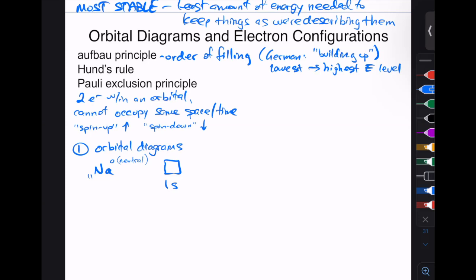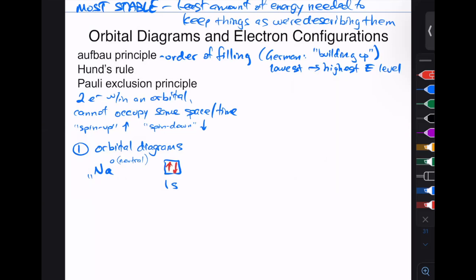If you remember back from the quantum theory, at n equals 1, there's only one sublevel, that's s. And within any given s sublevel, there's only one orbital. All those rules come from the solutions to the Schrodinger wave equation. Once we fill up that box with 2 electrons, one will be spin up and one will be spin down, okay?